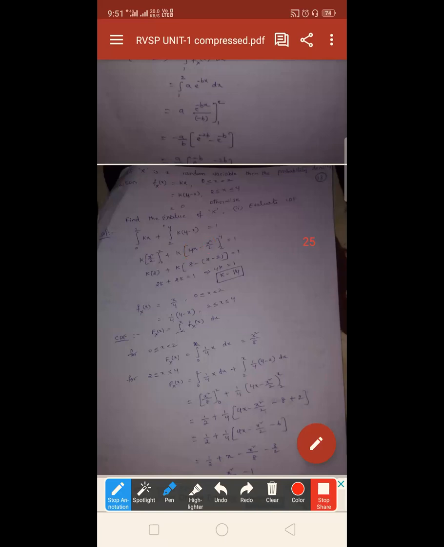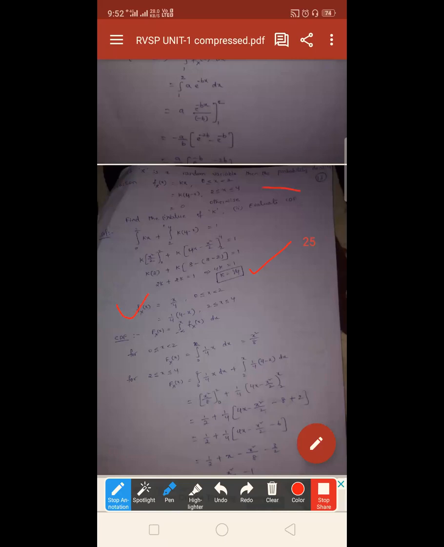After applying the limits and solving for the value of k, you will get k equal to 1 by 4. Now the function small fx of x is 1 by 4 into x, because k is 1 by 4, for x from 0 to 2. From 2 to 4, it is 1 by 4 into 4 minus x. Okay, so that is the density function.